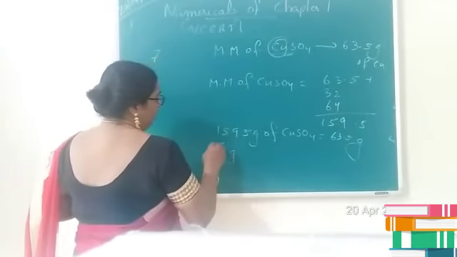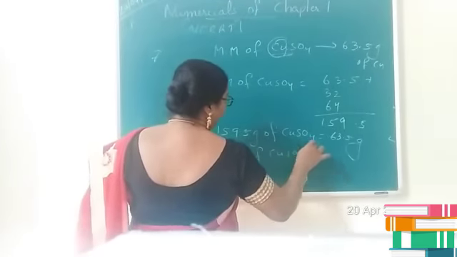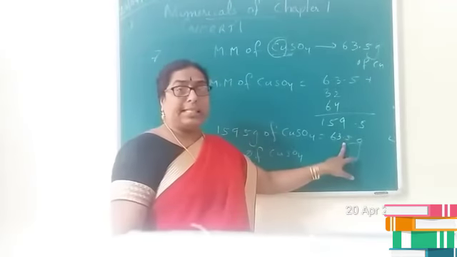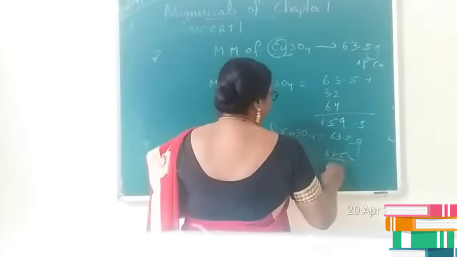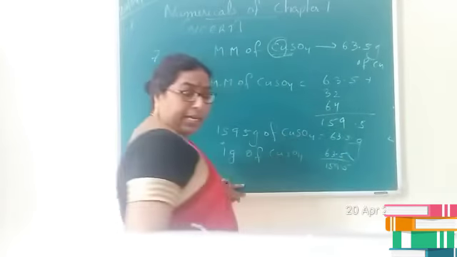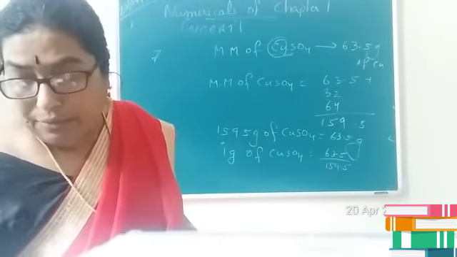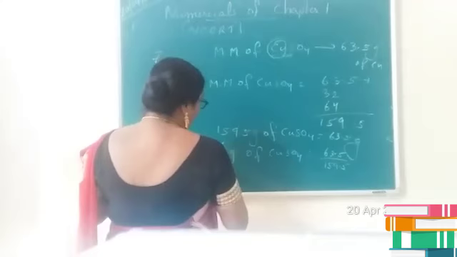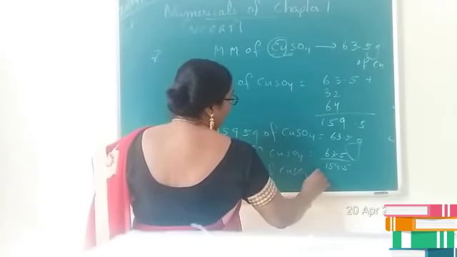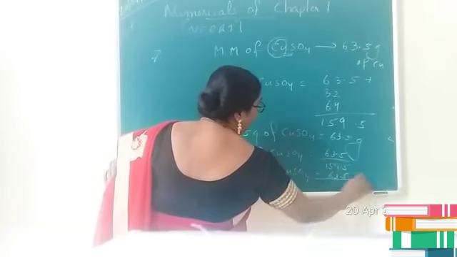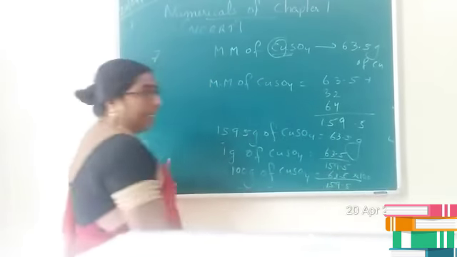So can you tell me, children, how we can calculate? That is the copper present in 1 gram of copper sulfate. 159.5 contains 63.5. So 1 gram will have 63.5 upon 159.5. So we can calculate the amount of copper present in 100 grams of copper sulfate. Is it clear, children? Therefore, amount of copper in 100 grams of copper sulfate will be equal to 63.5 upon 159.5 into 100. Is it clear, children?